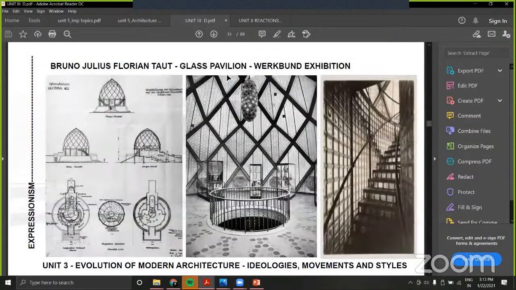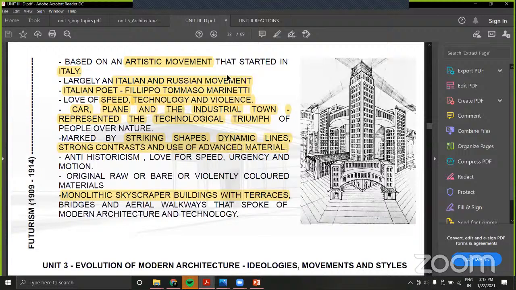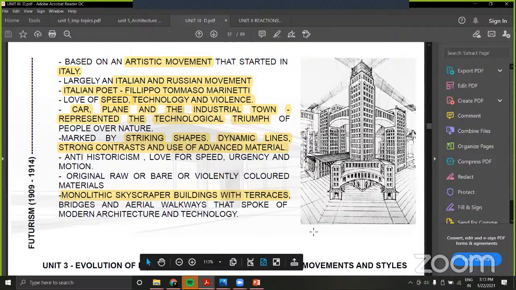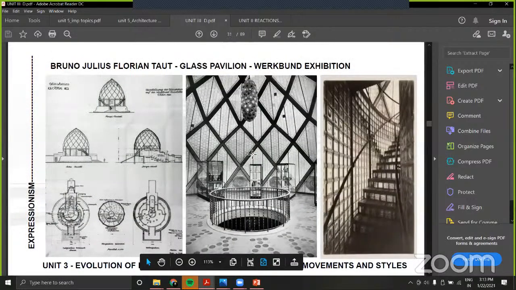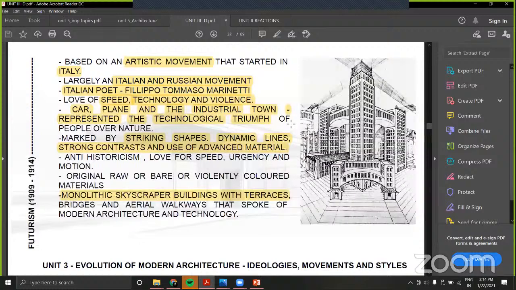Futurism is an artistic movement which started in Italy, an Italian and Russian movement. They also wanted to make these buildings, and futurist buildings were technically designed, but still not many were constructed. They just constructed them in a short form. As you can see, this is a glass pavilion.